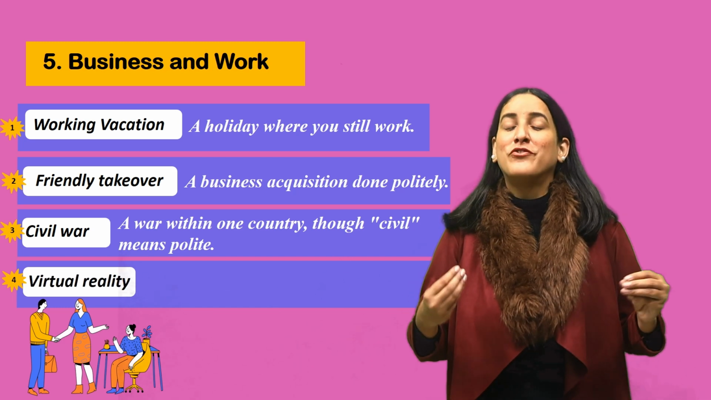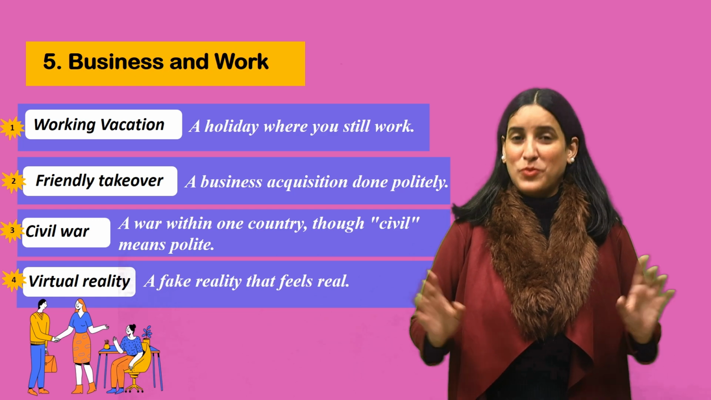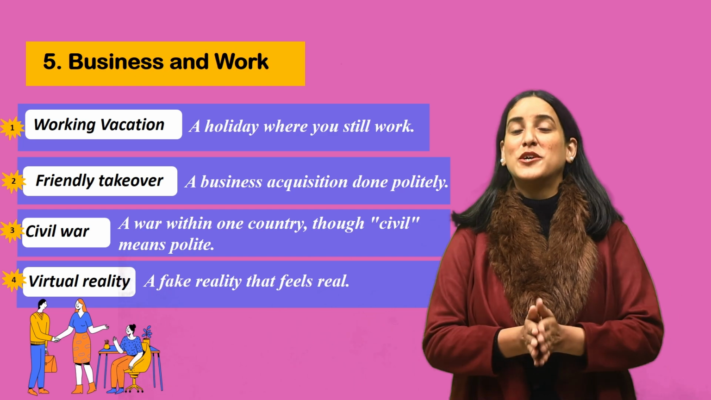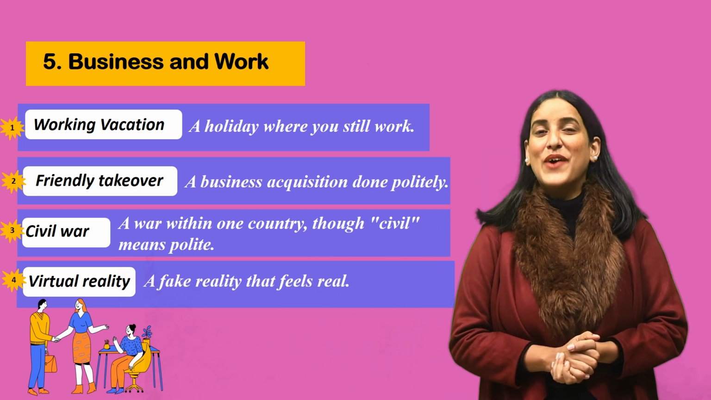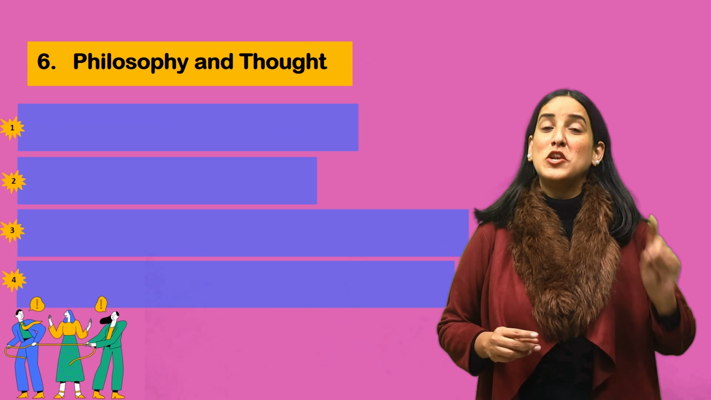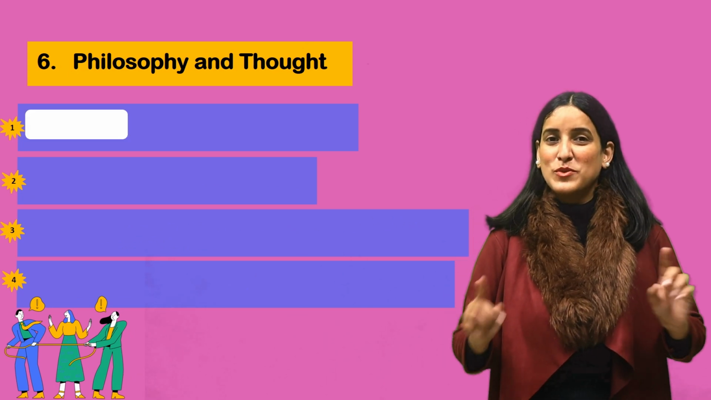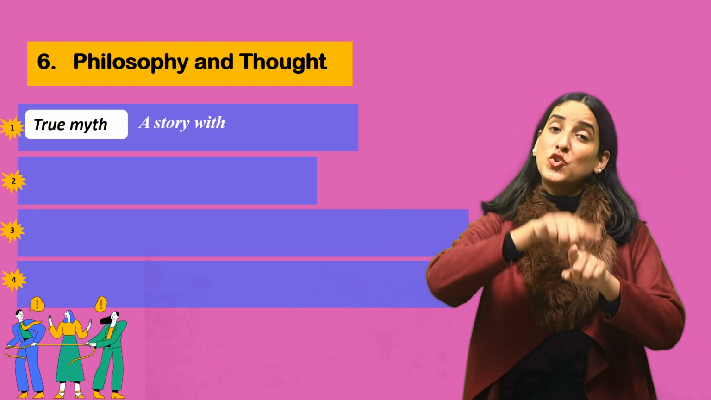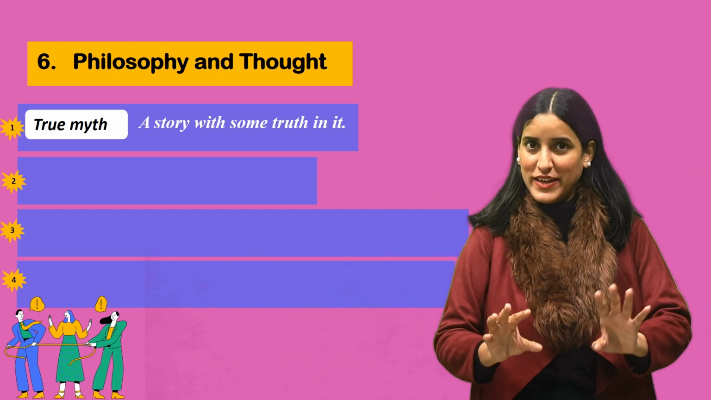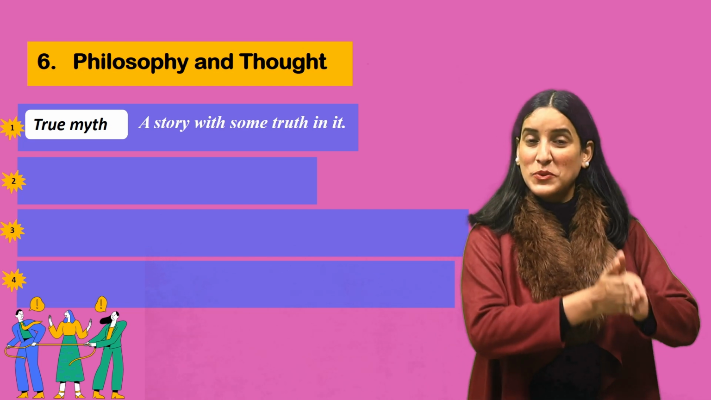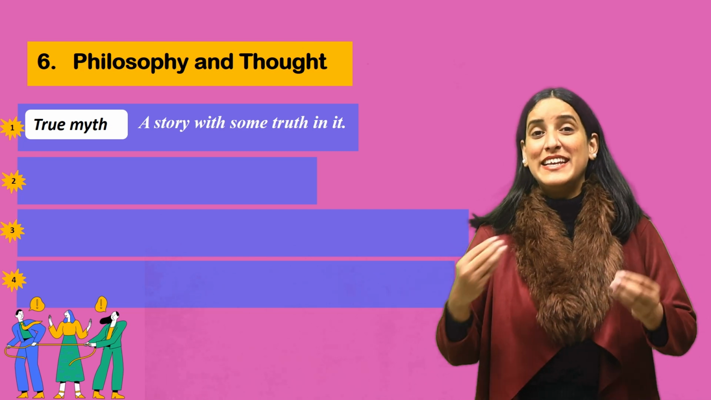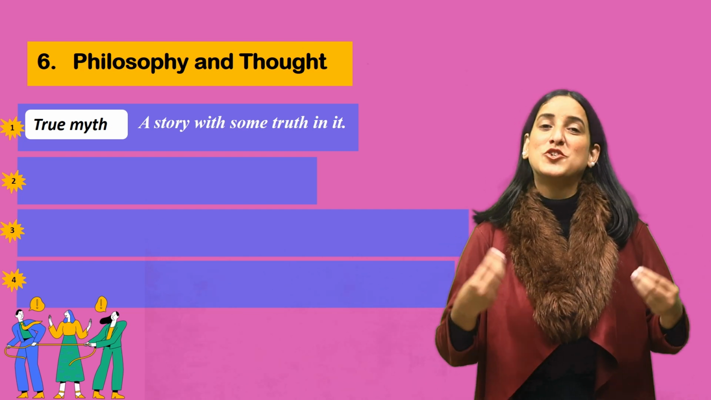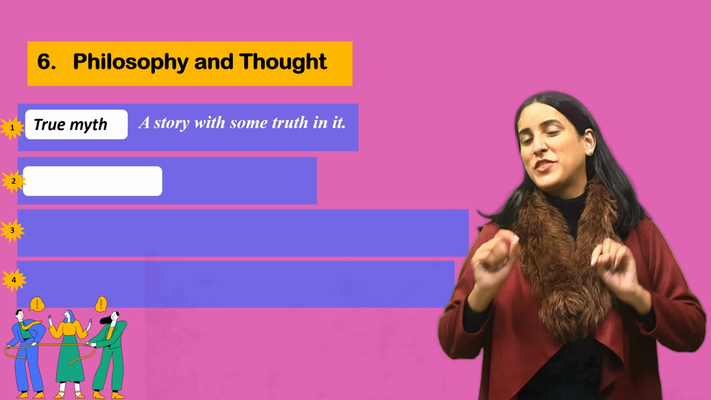Virtual reality, a fake reality that feels real, which for example, we can take he loves playing games in virtual reality, right? Now the sixth set of words are from philosophy and thought, right? Which means expressions, thinking, thoughts. For example, true myth, a story with some truth in it. For example, the legend of the lost city, that film is a true myth, blending fact with fiction.